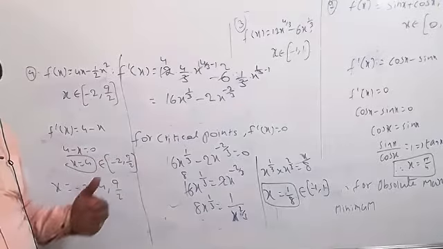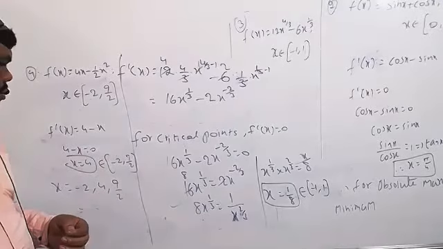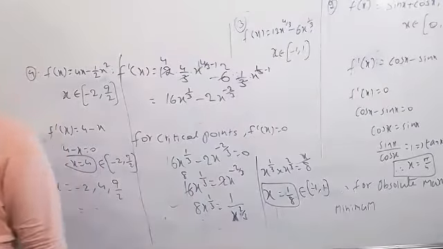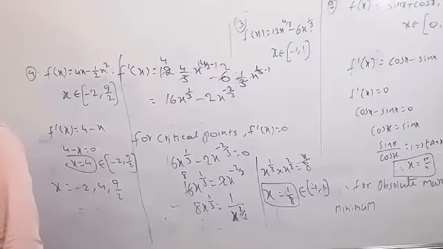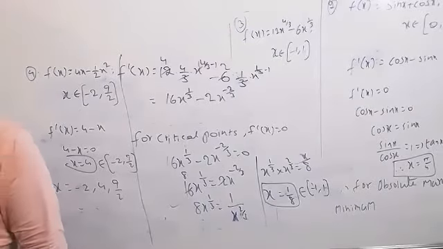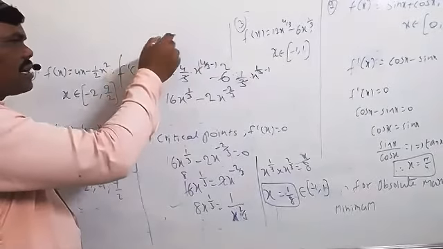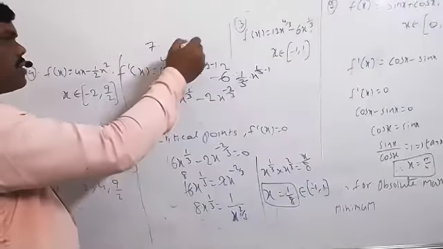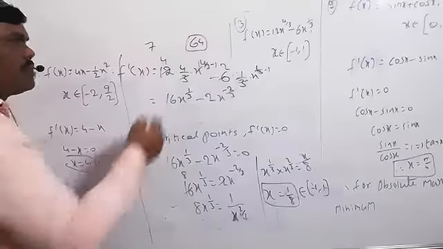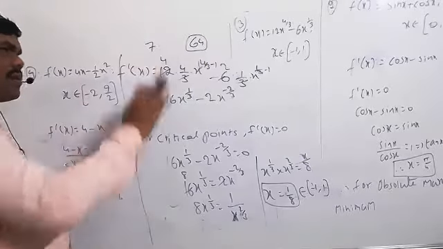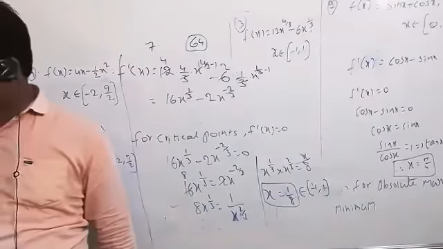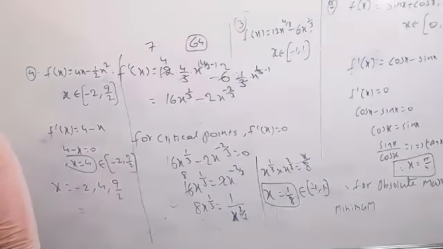f of 9 by 2, we are getting 63 by 8. 63 by 8 equals how much? It is less than 8, something like 7 point something, because 8 eights are 64. Clearly it is less than 8. So the absolute maximum is 8 and the absolute minimum is minus 10, at the particular points x equal to minus 2 and x equal to 4. Correct?